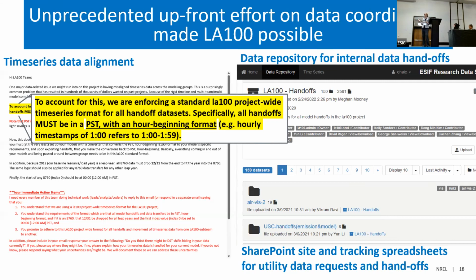And then we had a SharePoint site because we were getting a lot of data from the utility. We would post our data requests for LADWP on the SharePoint site, and then they would send back data and we would track all of that. So there was just a lot of communication in the project.